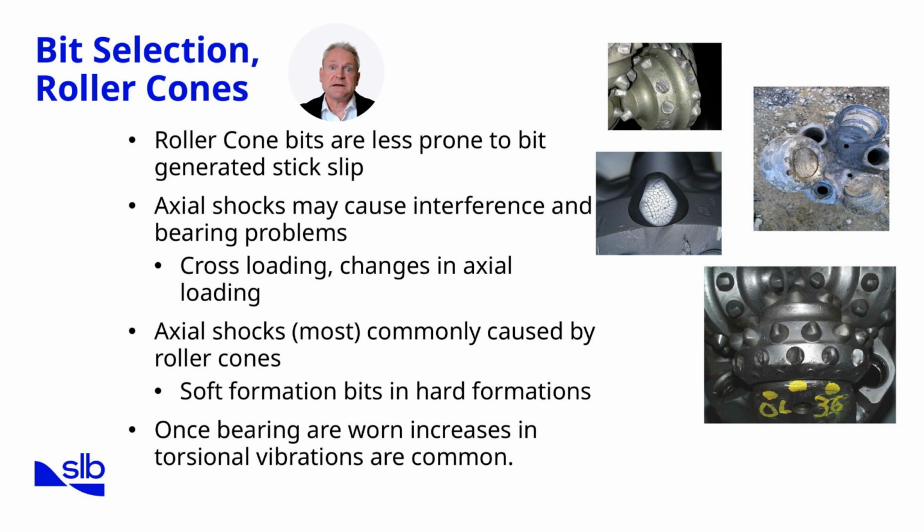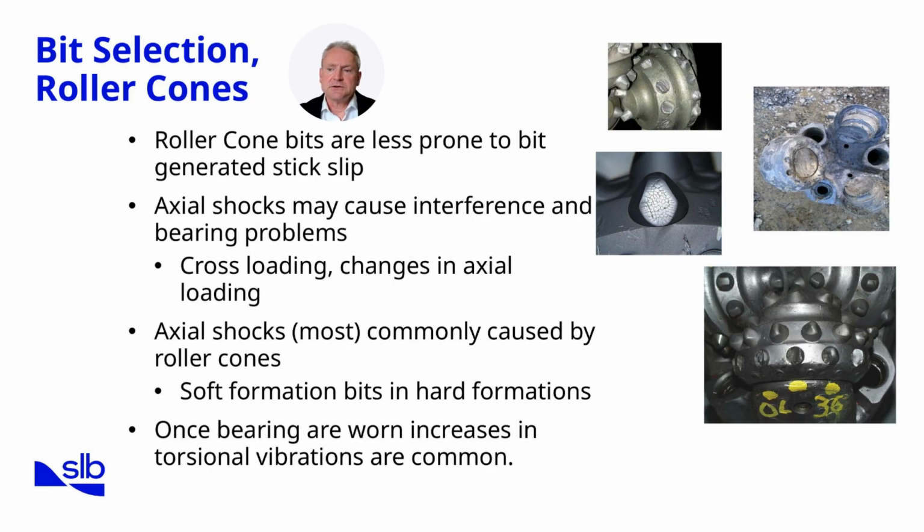Roller cone bits behave differently from fixed cutters when it comes to vibration. One advantage is that they are generally less prone to generating stick slip at the bit itself. The rolling action of the cones absorbs some of the torsional fluctuations that would otherwise translate into vibration. However, roller cone bits are more susceptible to axial shocks. These occur when the bit bounces vertically under load, which can cause interference in the cones and overload the bearings. Over time, cross-loading, the variation of axial forces across the cones, leads to uneven wear and early bearing failure.